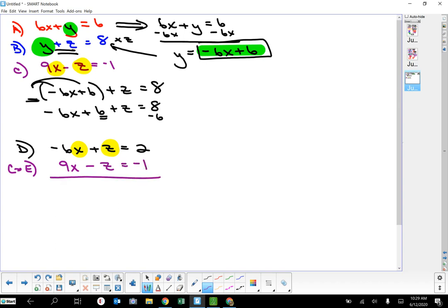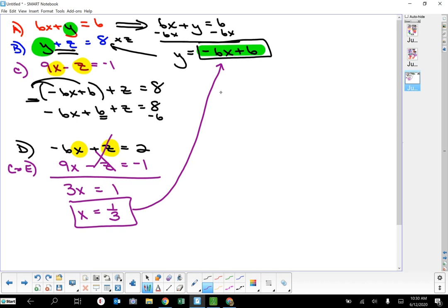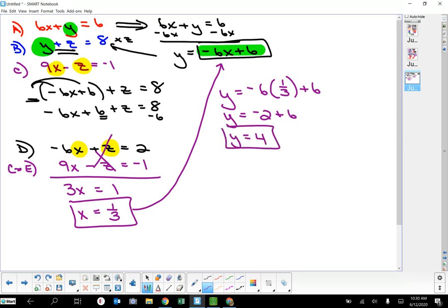And look at that. My z's are already good to go for elimination. That gives me 3x equals 1, and x equals 1/3. I did do this problem yesterday, and I did get a fraction for that. And again, I mentioned earlier that if you do get fractions for these, they should be good-looking fractions like that, not something super gross. So now I can plug x equals 1/3 in here. That will give me y. So I have y equals negative 6 times 1/3 plus 6. Well, 1/3 of 6 is 2. Negative 2 plus 6 is 4.